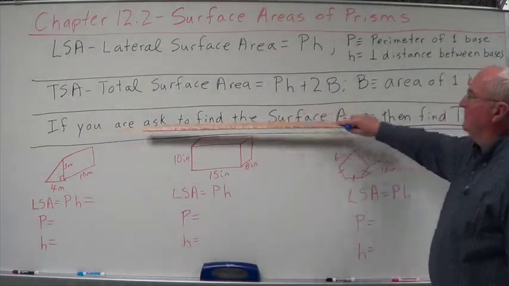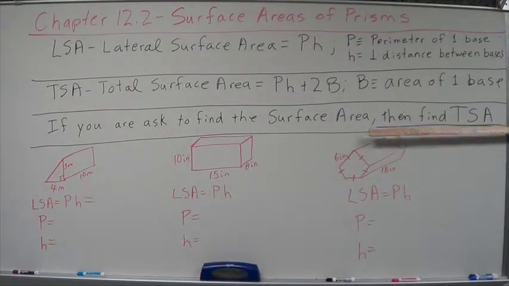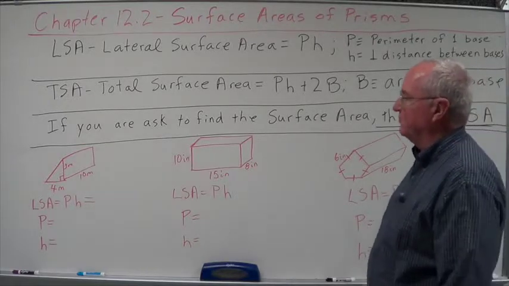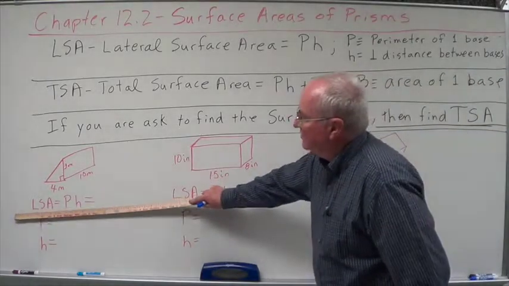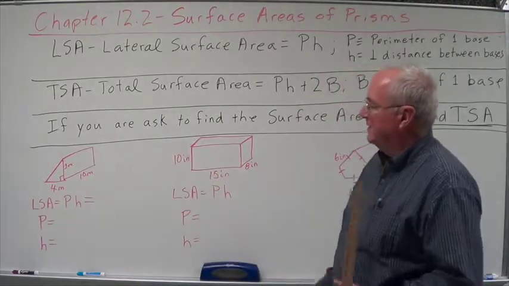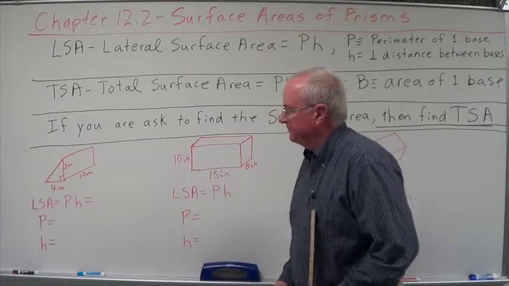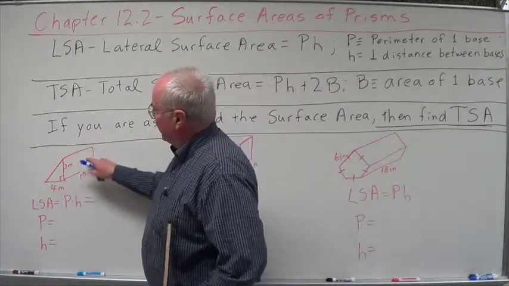If you're asked to find the surface area, then find TSA, the total surface area. We're asked here to find the lateral area, or the lateral surface area. LSA equals capital P times H. Now, what is the base here? We have to determine what the base is. What's the base going to be on this thing?